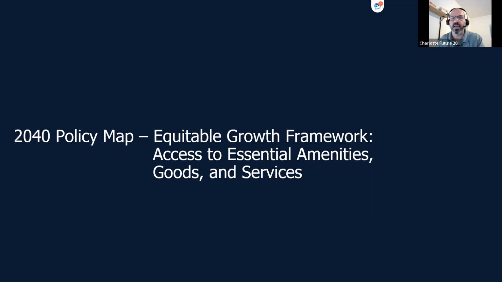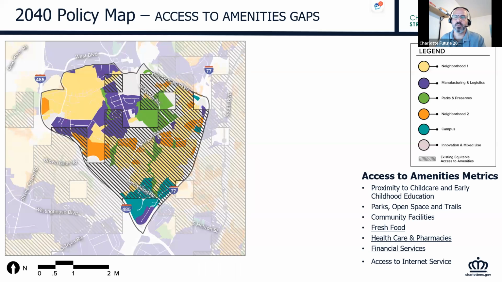Next, we'll look at mapping of the access to essential amenities, goods, and services policies, the third component of the equitable growth framework. On this map, areas outside the black diagonal hatches are lacking existing access to essential amenities, goods, and services. The bullet points on this page are the metrics that were used to understand where access currently is lacking. The underlined metrics were specifically identified as items place type mapping could help address. Again, the items not underlined can happen within any employment area, and therefore other tools outside of place types will be explored to help address these gaps.